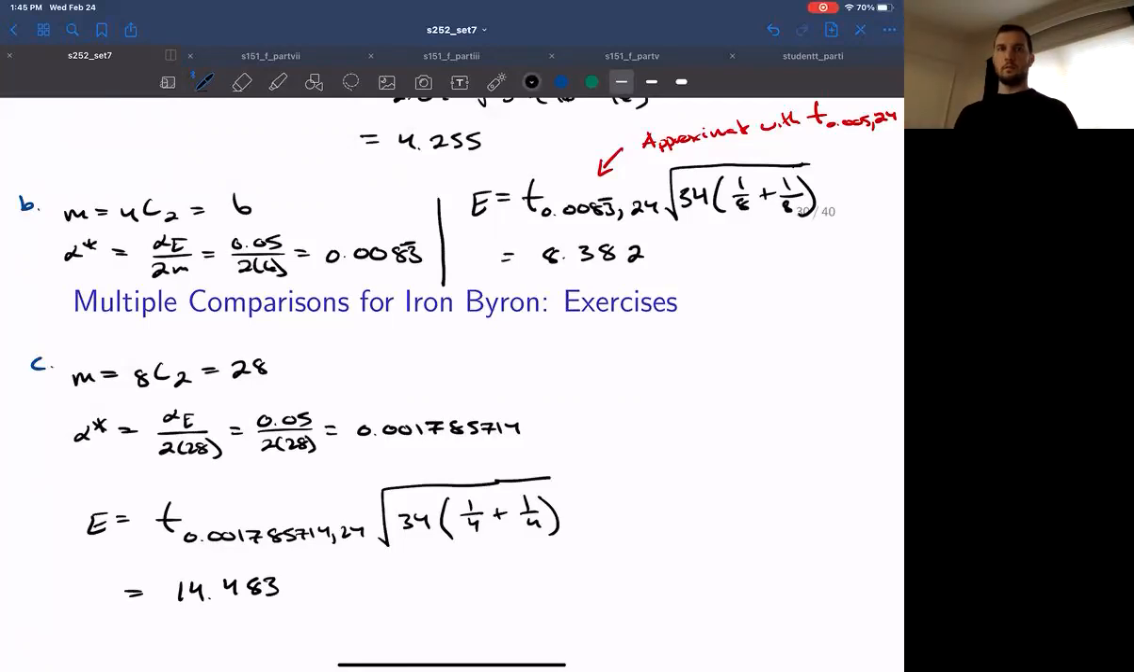Does anyone have any questions? I have a question. Yeah. Is the experiment-wise error rate like the error rate for the overall experiment, and the comparison-wise error rate is like the error rate for a specific comparison?